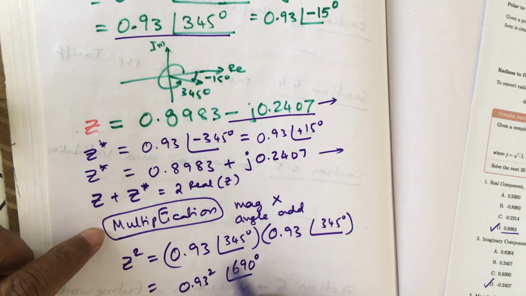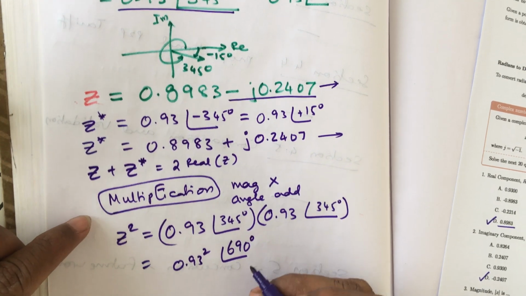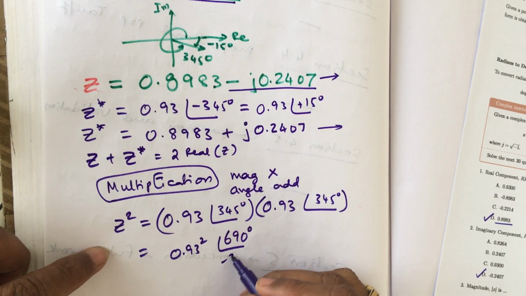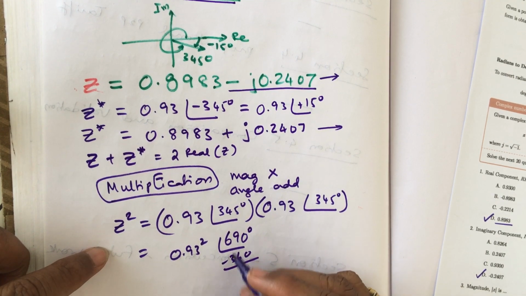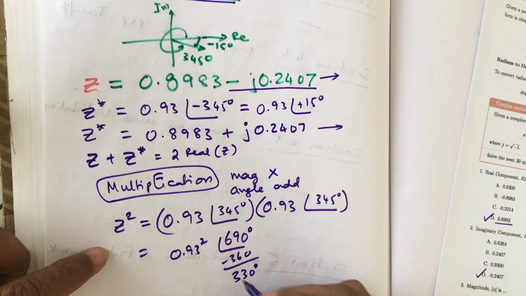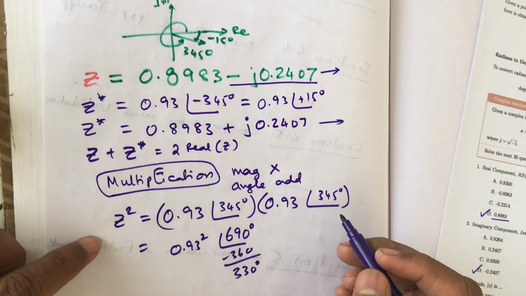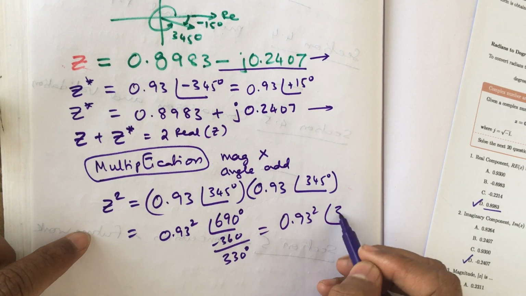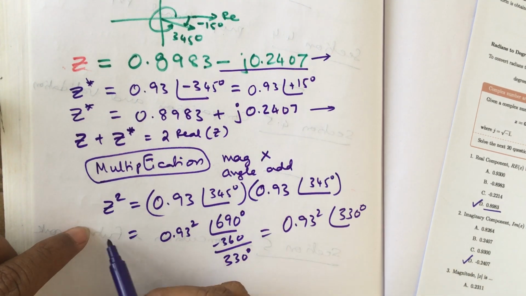690 degrees. For 690, you keep successively subtracting 360 degrees and you will get the final one. If I subtract 360 from this, what do I get? It will be 330 degrees. So the answer is, the angle is 330. That is 0.93 square angle 330 degrees. So that is Z square.